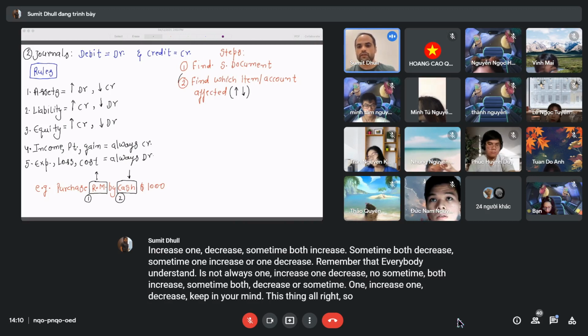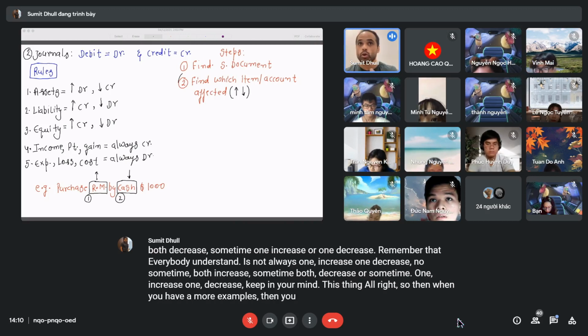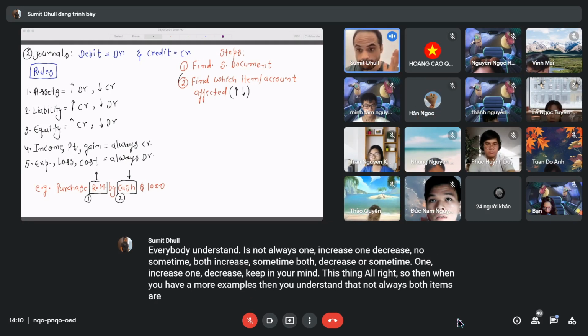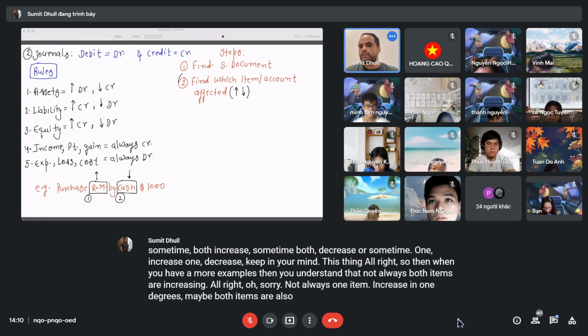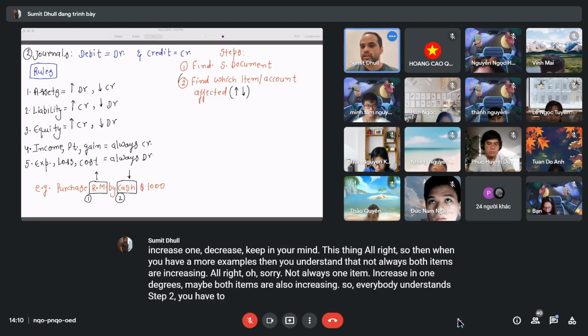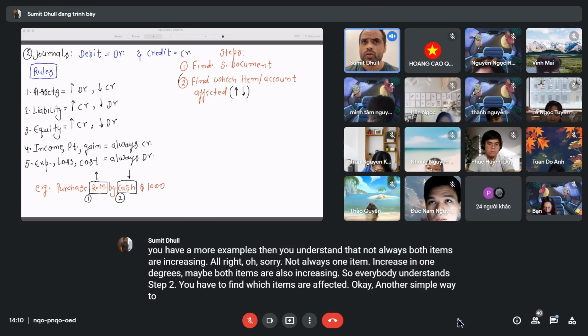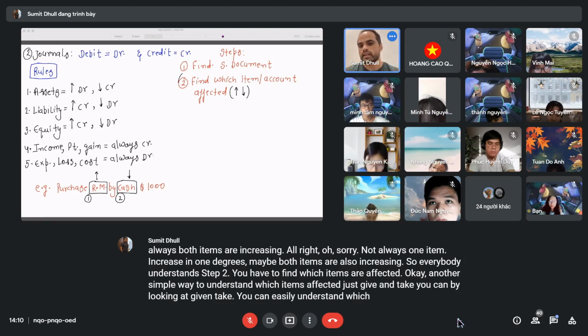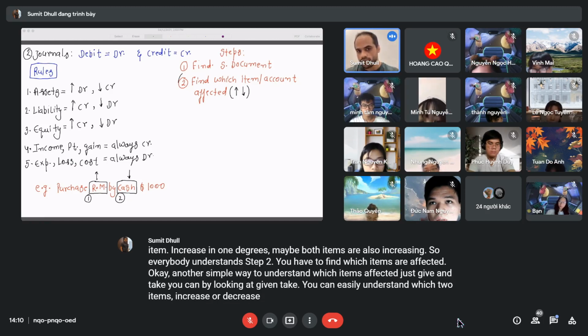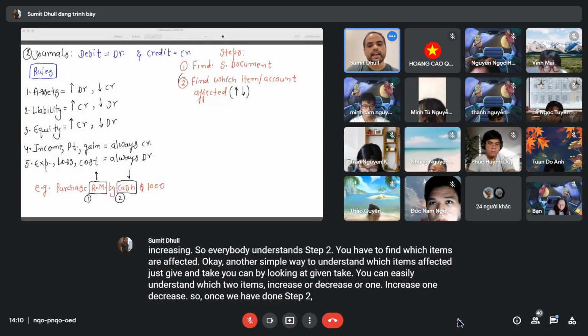When you have more examples, then you understand that not always one item increases and one decreases. Maybe both items are also increasing. So everybody understands step 2? You have to find which items are affected. Another simple way to understand which items are affected is just give and take. By looking at give and take, you can easily understand which two items increase or decrease, or one increase, one decrease. Once we have done step 2, then step 3.